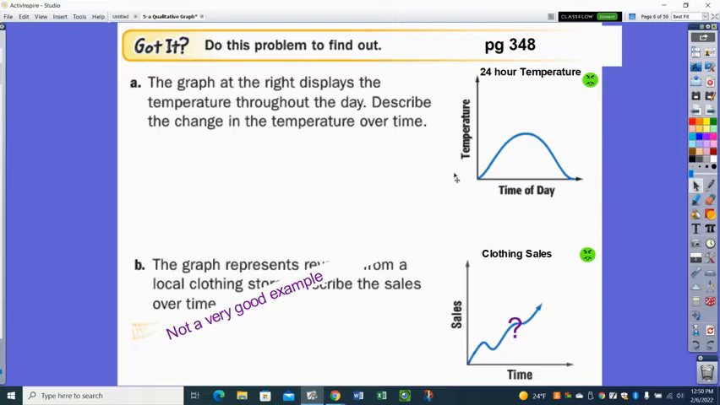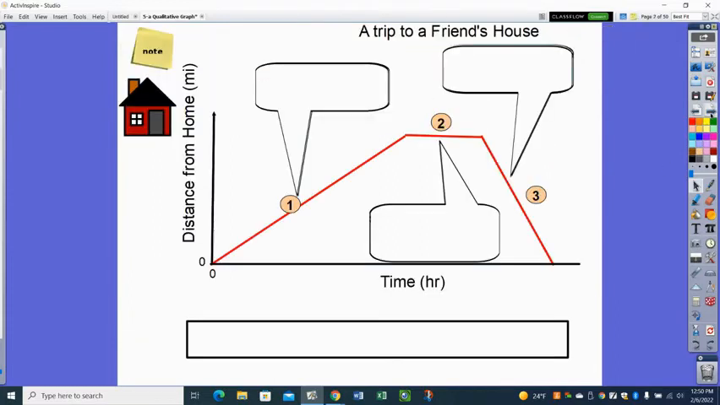So what's going on in this graph? Did you say that the temperature is going up and then maybe midday, the temperature peaks and then the temperature is going to drop as you head towards nighttime and evening? So the temperature rises until the hottest part of the day, in the summer, maybe 1, 2 o'clock in the afternoon, and then it's going to drop off until we get to dusk and evening. That's all you have to do.